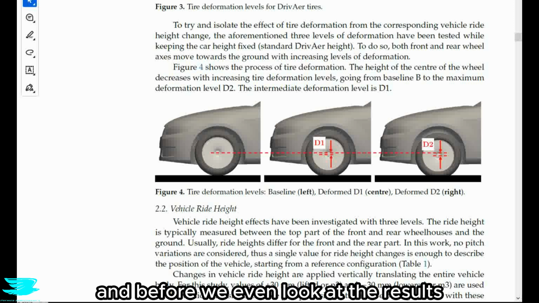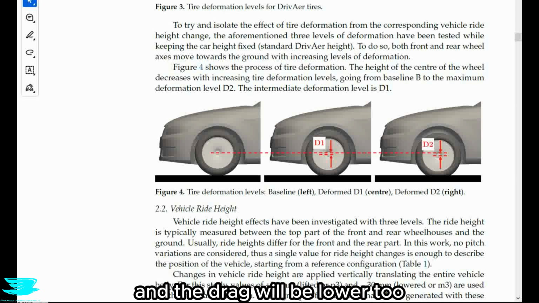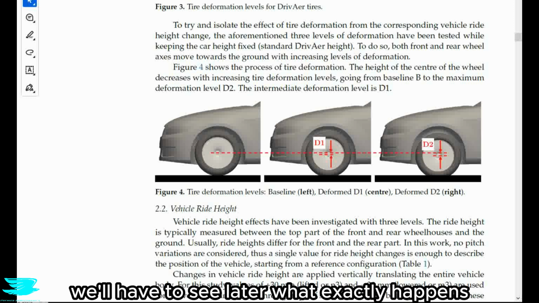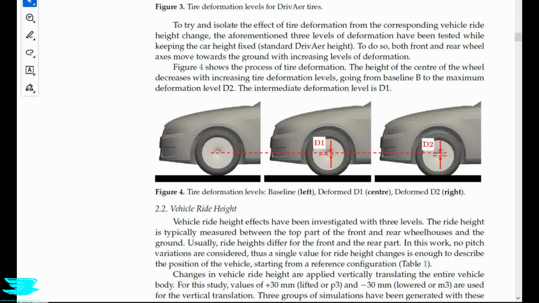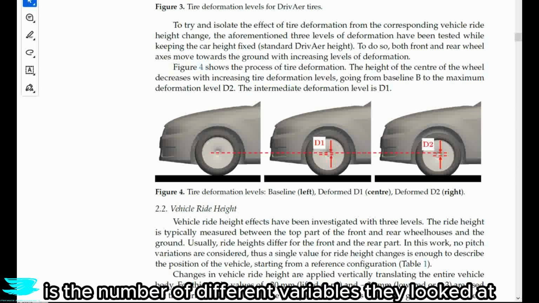And before we even look at the results, I'm guessing that there will be a big difference. Perhaps the lift will be lower and the drag will be lower too. That's a common trend, but we'll have to see later what exactly happens. Now, one thing that I'm quite impressed by in this paper is the number of different variables they looked at.